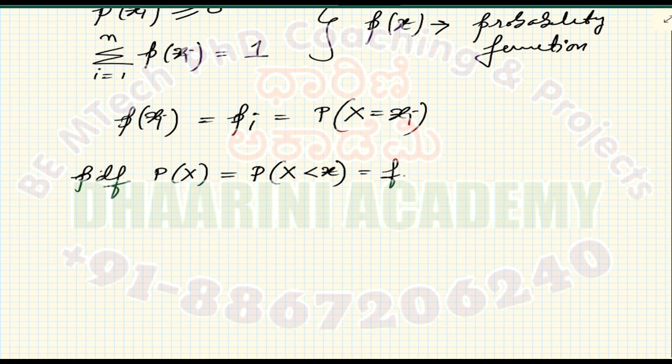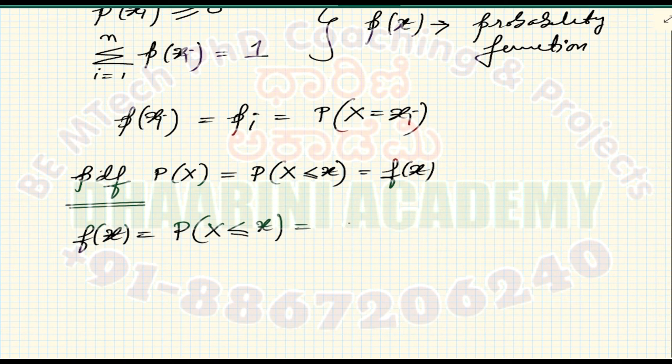Some authors will call it small f of x. All are the same, don't get confused. So I'll write that now. So how do you define this? This is nothing but f of x is equal to the probability that capital X is less than, sorry, I wrote only less than, it's actually less than or equal to small x.